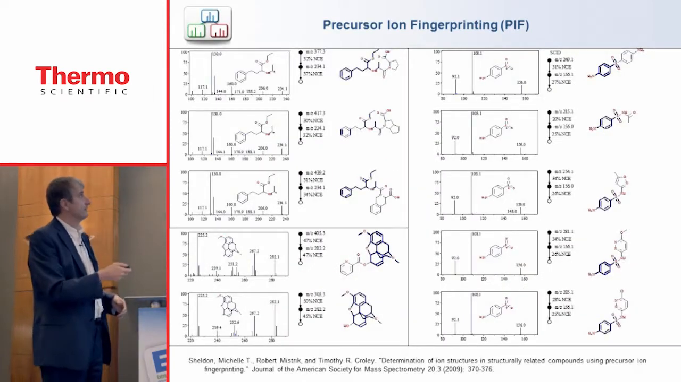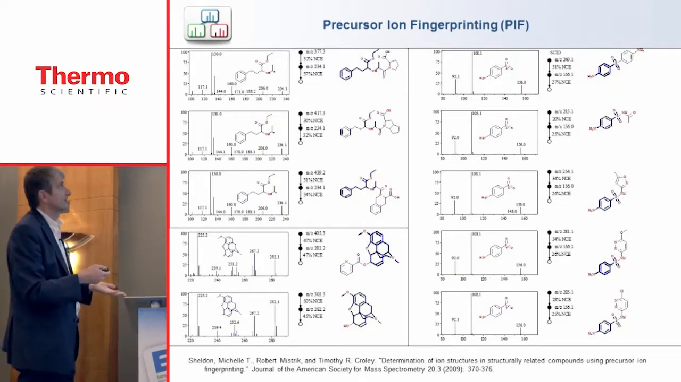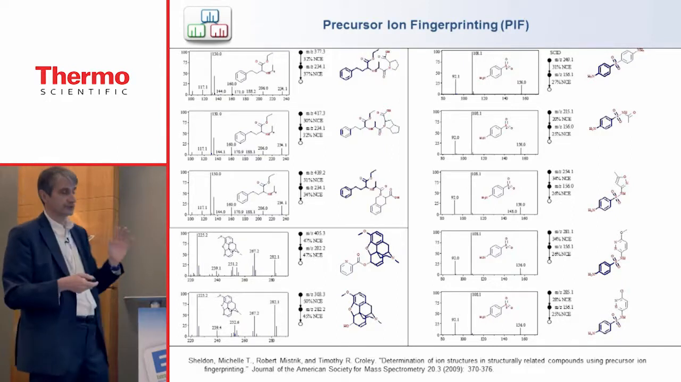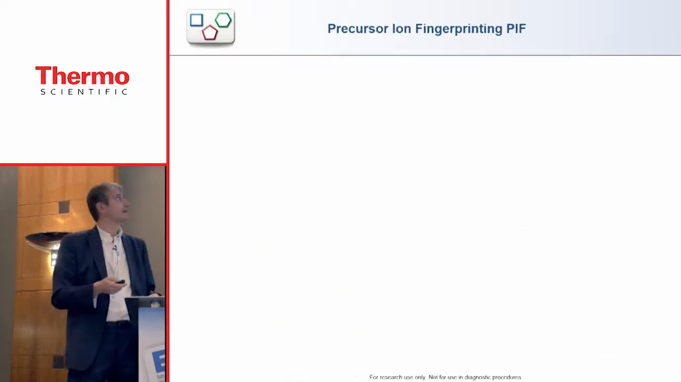And this slide actually shows that it really works. So here we have different compounds that yield the same fragments, and we have matching spectra. Another example, and another example. It works well for positive and negative electrospray.